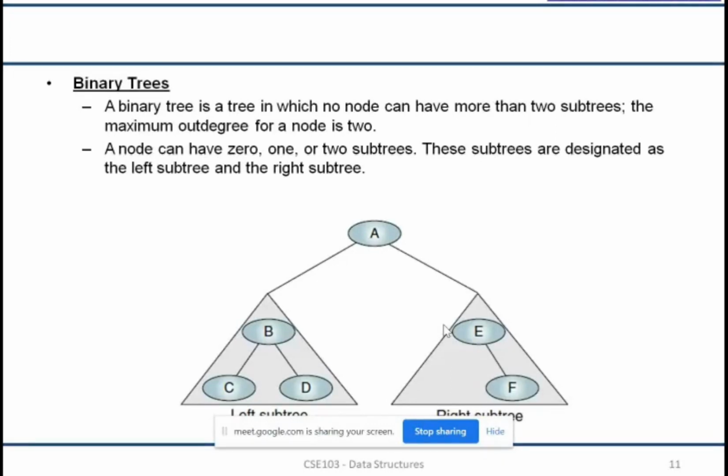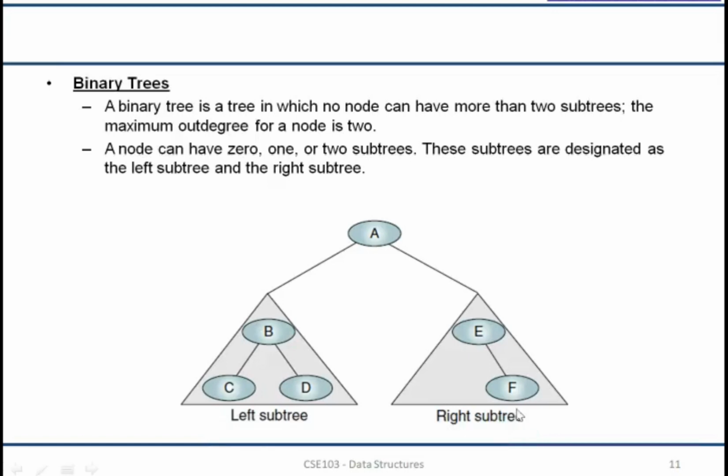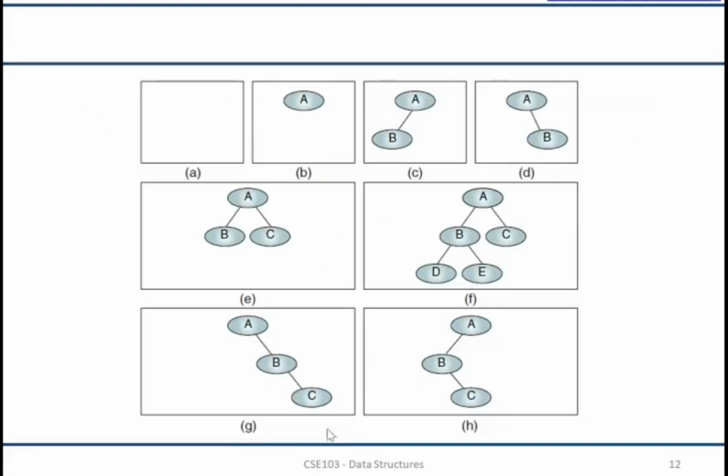Binary tree means each node can have a maximum of two subtrees, two children. So it can have zero children, one child or two children, zero subtrees, one subtree or two subtrees, as given in this picture. This is called a binary tree. In a binary tree, each node can have a maximum of two subtrees or two child nodes. So this is what a binary tree is. Here are some example binary trees.